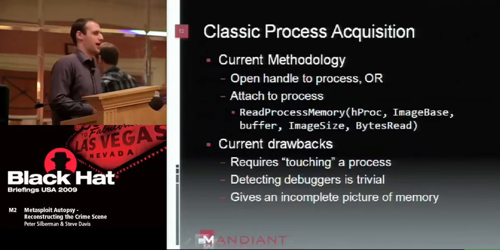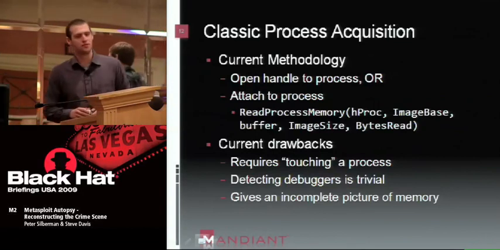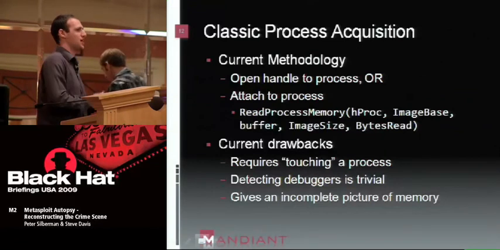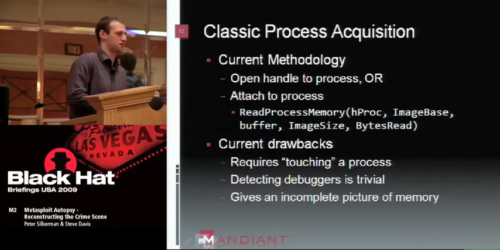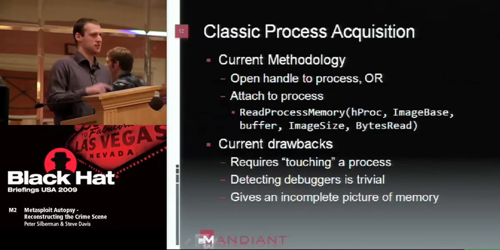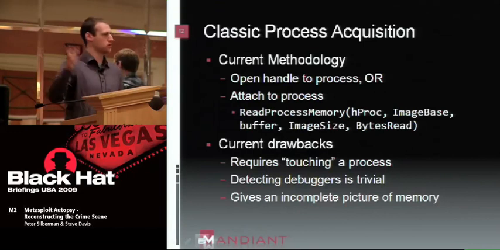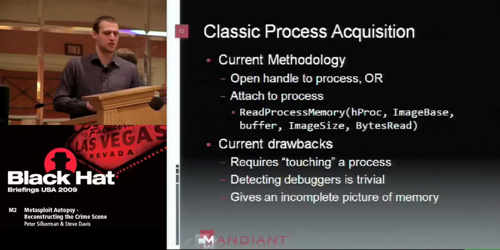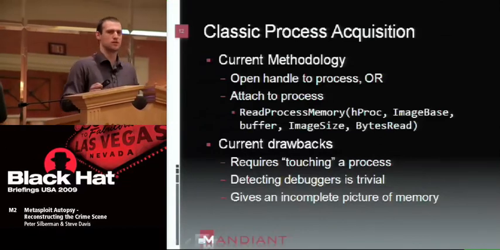But let's talk about the drawbacks. Some of these you may be able to think of right off the bat. Some of them may be new to you. It requires touching the process. And by touching the process, we mean you're making an API call to a process. So you're opening that process or you're attaching to that process. And if your malware is smart, it's going to hook those calls in some fashion and prevent that from happening. ZoneAlarm is an actual firewall. It hooks OpenProcess to prevent that from happening, so malware can't actually get a handle to it. So that's a huge drawback. Touching a process is a drawback and is unacceptable in process acquisition, period.